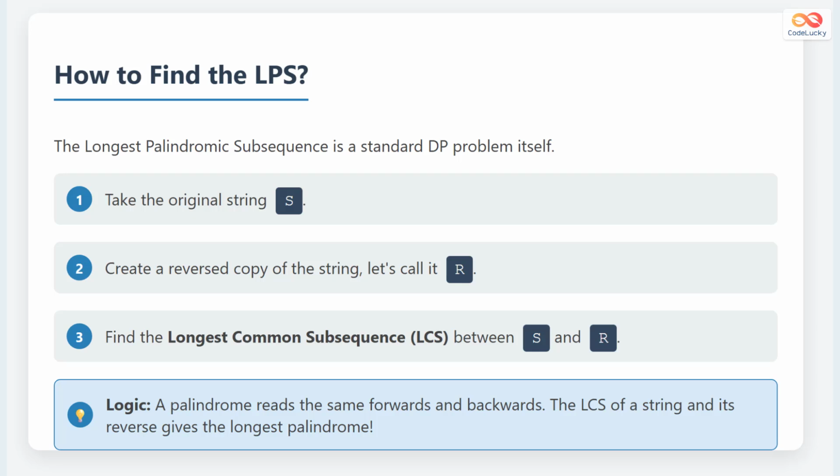We can do this using the Longest Common Subsequence, or LCS, algorithm. We take our original string S, reverse it to get string R, and then find the LCS between S and R. That result is our LPS.